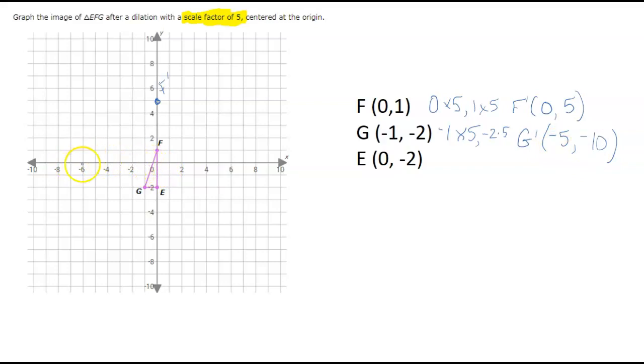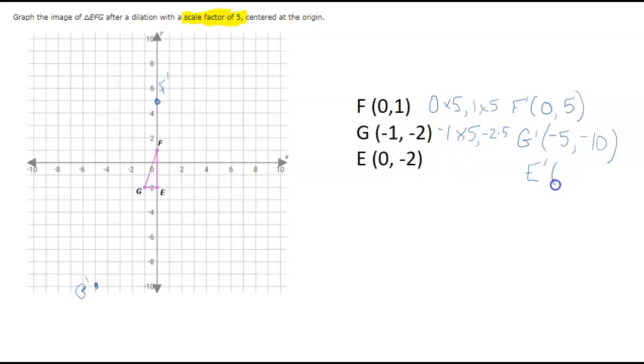So -5, -10, plot a point. And then we're going to label it G1. Go ahead and pause and figure out what the coordinates of E's image would be. So you're figuring out what E prime is. Unpause once you have that.